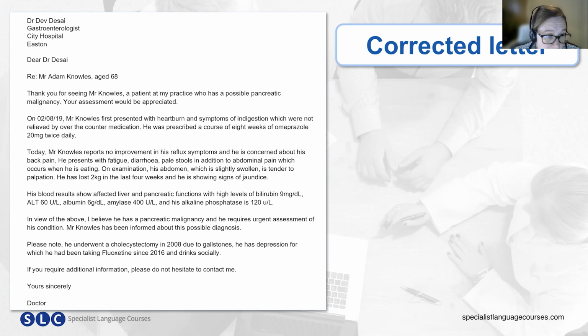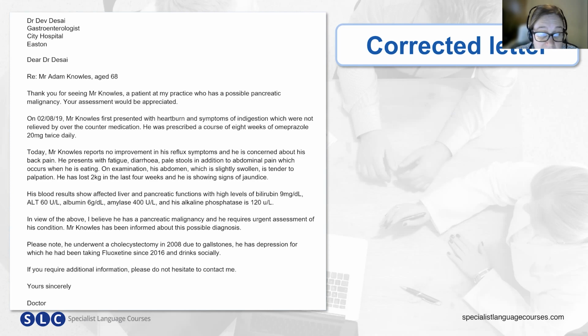On the 2nd of August, Mr. Knowles first presented with heartburn and symptoms of indigestion, which were not relieved by over-the-counter medication. He was prescribed a course of 8 weeks of omeprazole, 20 milligrams twice daily. Today, Mr. Knowles reports no improvement in his reflux symptoms, and he is concerned about his back pain.